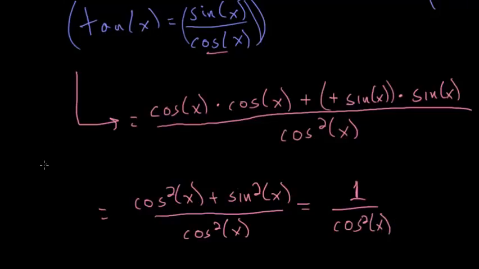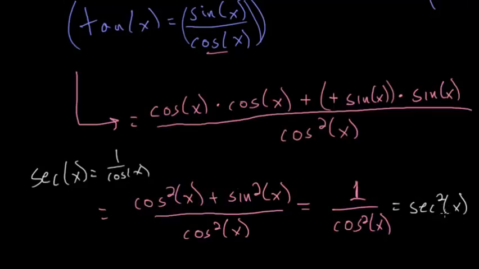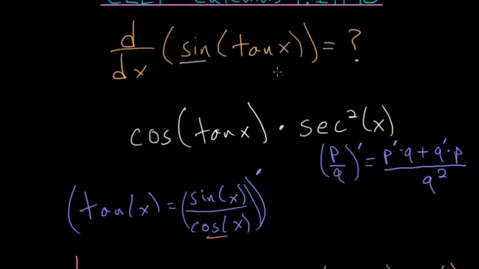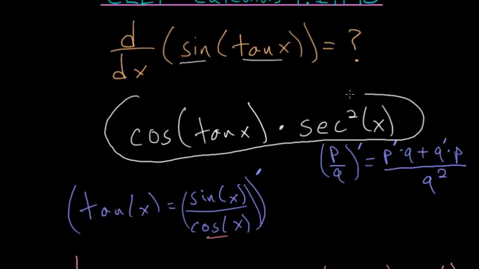And it's also true that the secant of x is equal to 1 over the cosine of x. So we can rewrite this ratio as just the secant squared of x. And now that we've shown that the derivative of this tangent of x is really equal to the secant squared of x, then we know that the derivative of this entire expression is equal to this expression here.